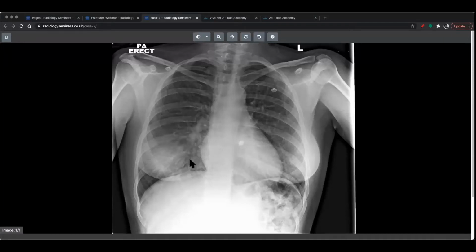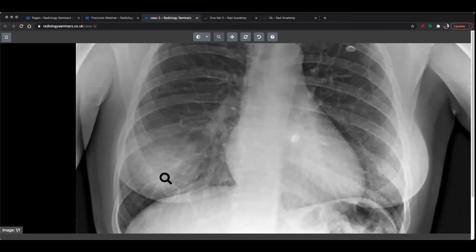Now, if you haven't seen that, don't worry. Just try and think about symmetry, right? We're not entirely symmetrical in reality, but you want to just make sure that this side looks the same as this side looks the same as this side. And on this particular occasion, what you may have noticed is that there is increased opacity located within the right lower lung zone.